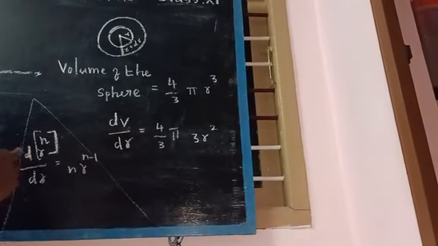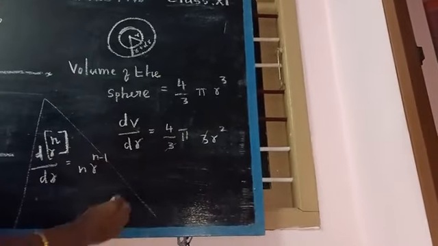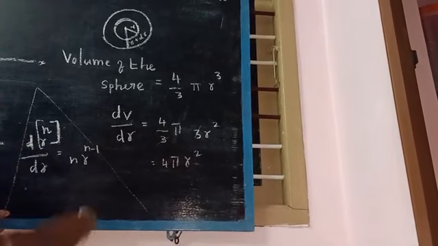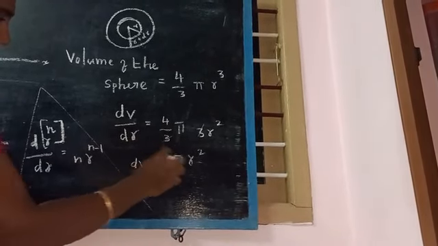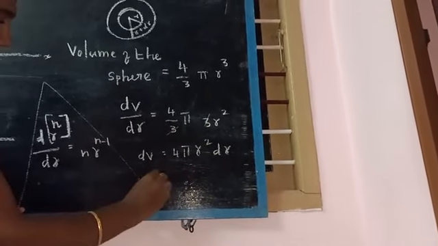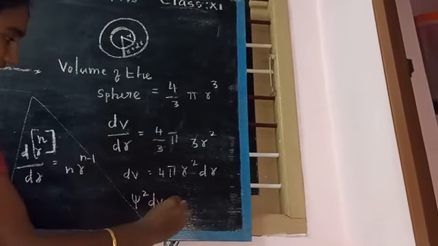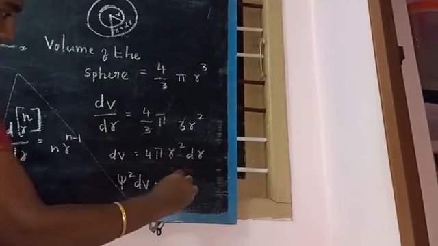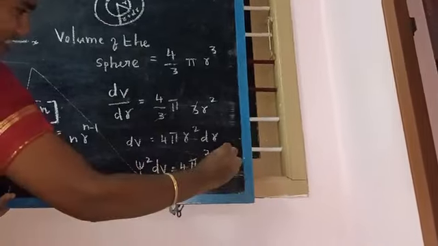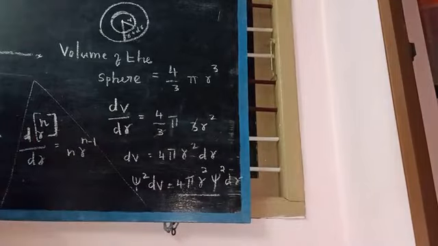Children, this one you studied in maths. Now the 3 cancels, so what remains is 4π r². So dV/dr equals 4π r². This dr moves to the other side, and now we multiply both sides with ψ², the probability density. So ψ² dV equals 4π r² ψ² dr. This is 4π r² ψ².